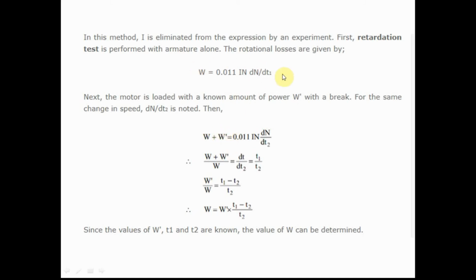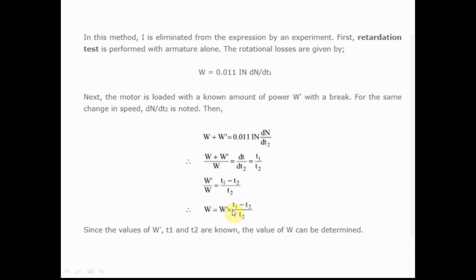In the first case, the total kinetic energy will be equal to only stray losses. In the second case, the total kinetic energy will be equal to stray loss plus the amount dissipated in the pure resistive load. So once you divide these two expressions, I and N eliminate, and the resultant expression is given by this. So if you know the T1 value, T2 value, and also the amount of power dissipated in the electric load, then we can calculate the stray losses.